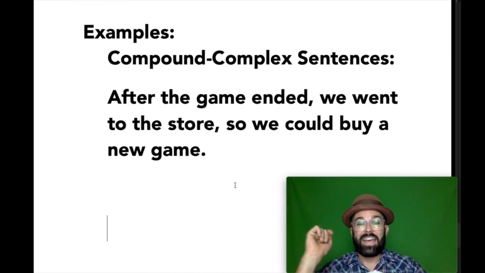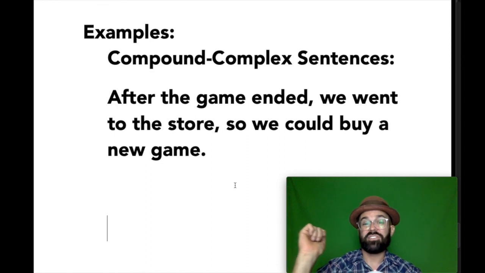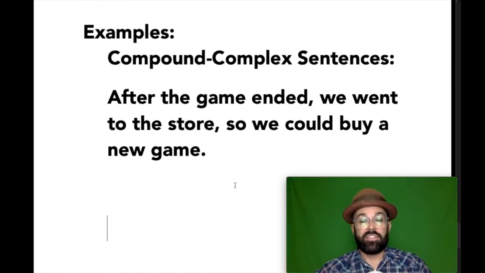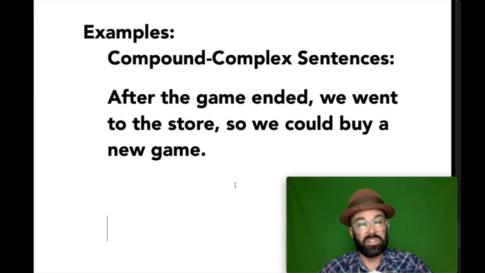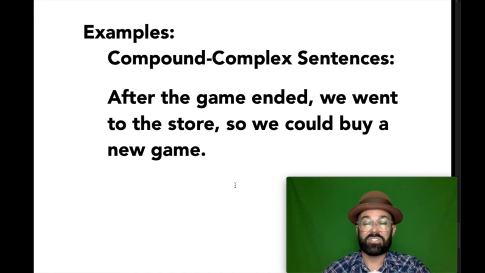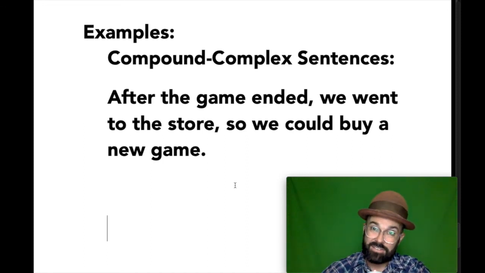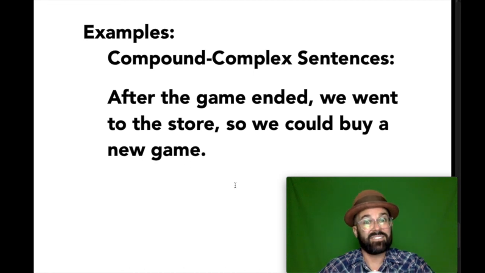Okay, how about this one? After the game ended, we went to the store so we could buy a new game. This one also has 2 independent clauses and 1 dependent clause. Can you find them? This one's a little bit interesting because the subordinating conjunction could potentially also be a preposition in the start of a prepositional phrase. So what you have to do sometimes is look at the words that come after and decide, is it just pointing to an object like a preposition does, or is there a subject and a verb after it, in which case it's a whole clause.